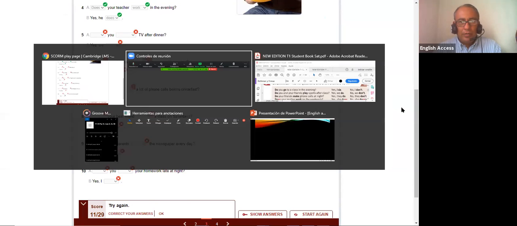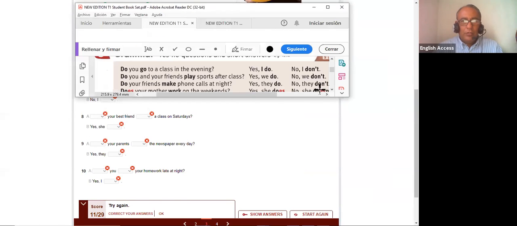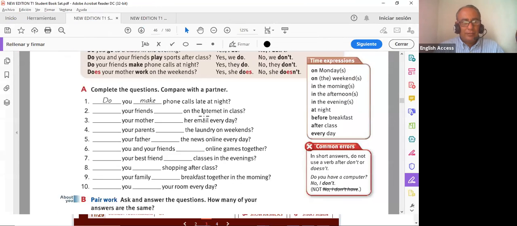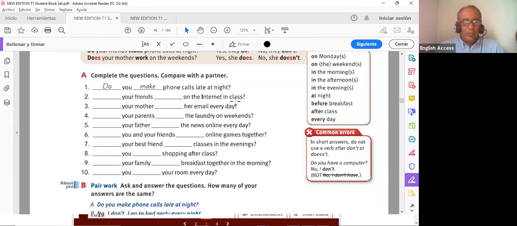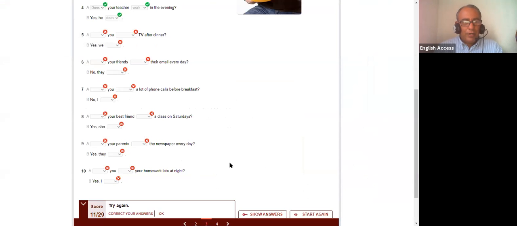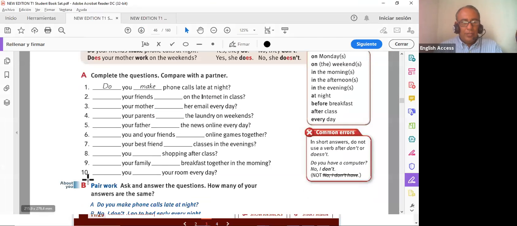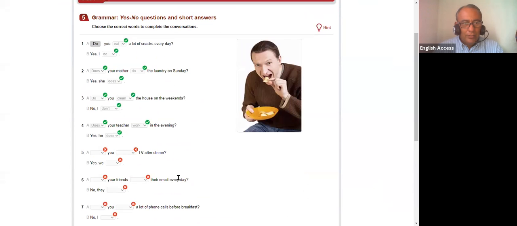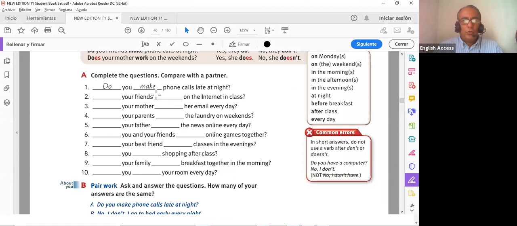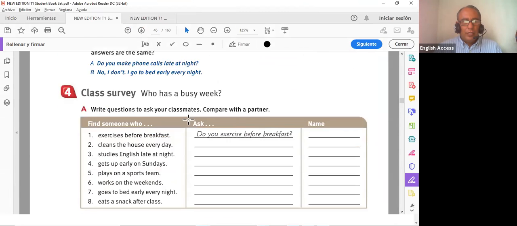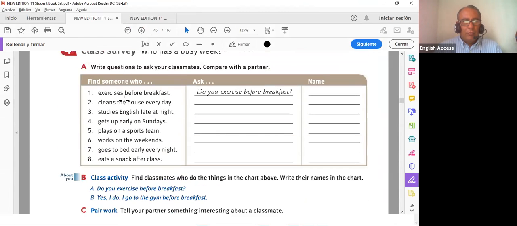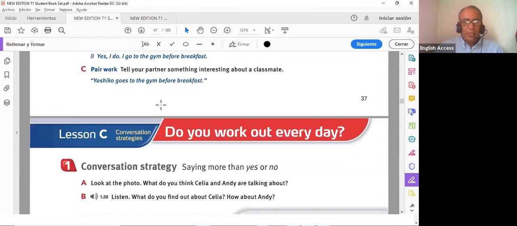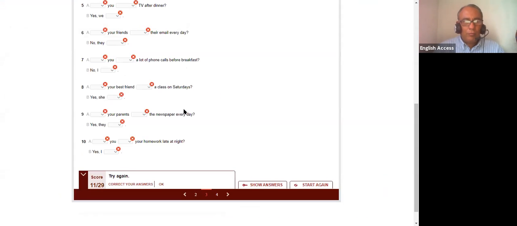In the book, let me show you the book. You have the same activities. Internet, the laundry, your father, your room every day. It's very similar. You see, do you your room every day? Okay, let me see. Well, if not the same, very similar. You need to complete the questions. And here, well, ask a question to a classmate. In lesson C, well, we are going to move on.